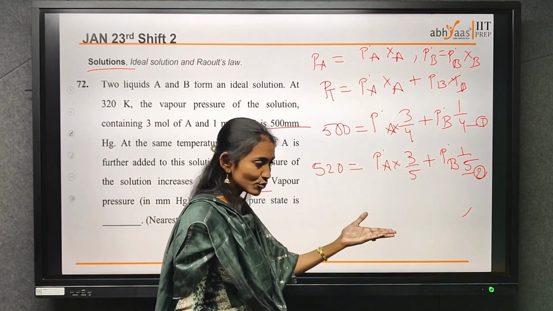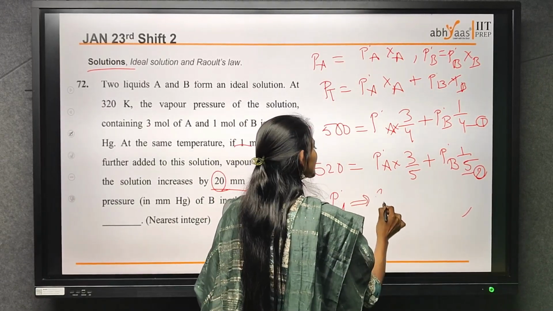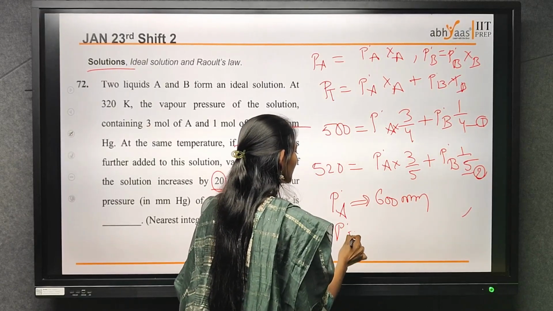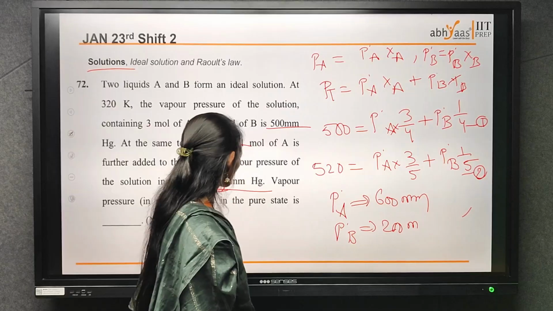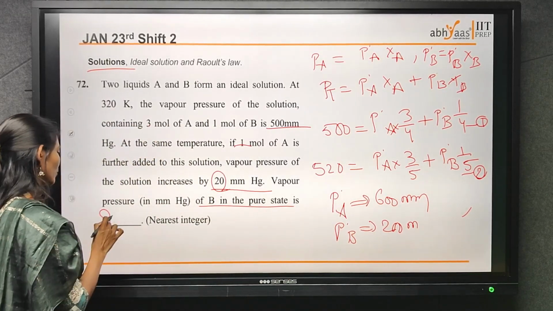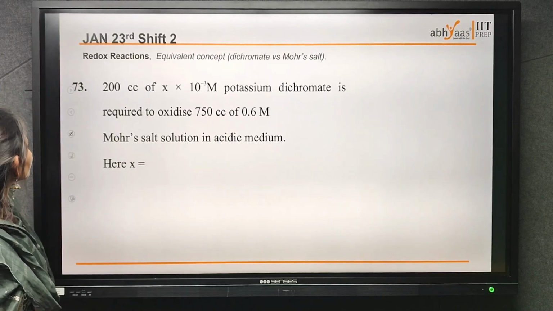If you solve these two, you are getting that P naught A is 600 mm Hg and your P naught B will be 200 mm Hg. So they are asking the B pure state, right? So hence the option will be 200 mm Hg. So not that much tricky, moderate one.